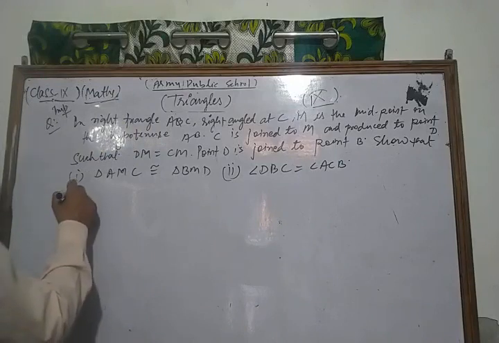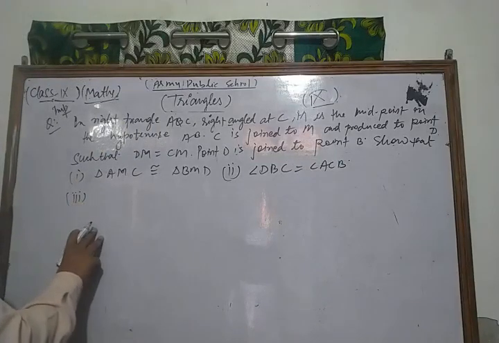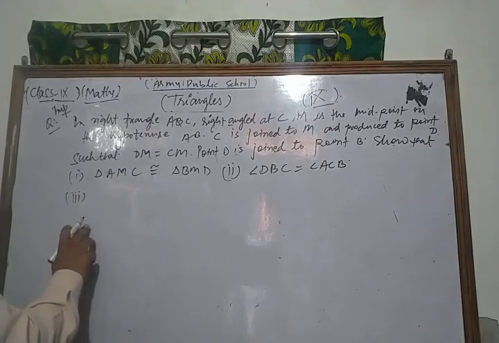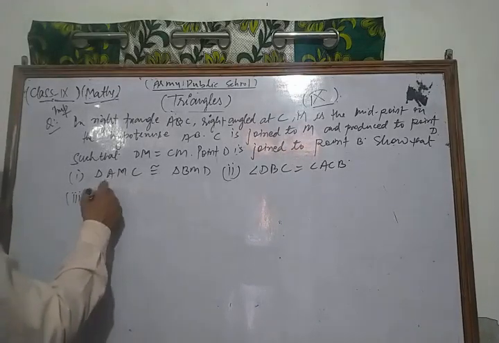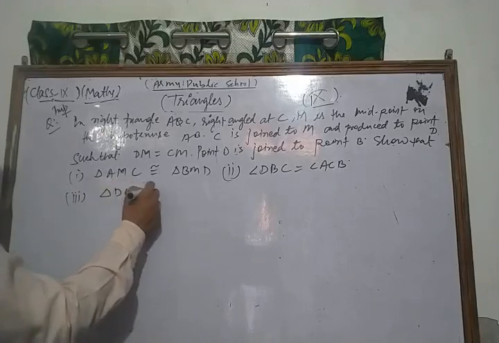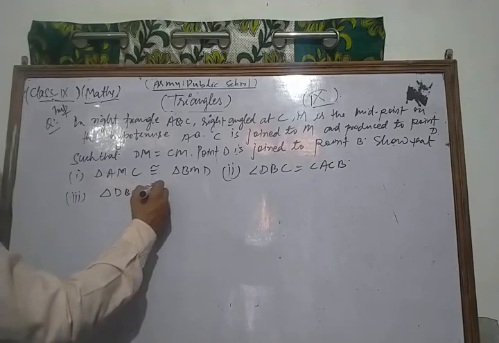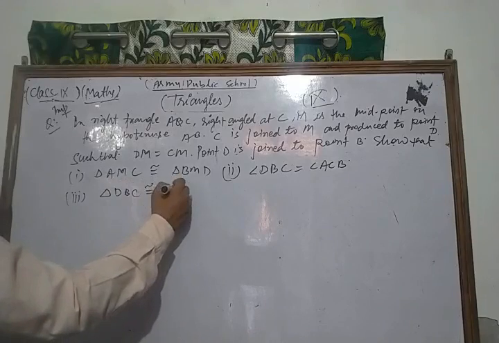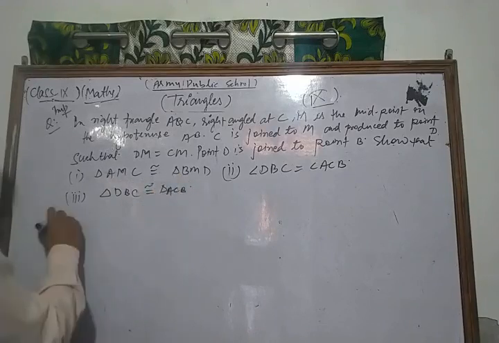Third one is what? Third one: show that triangle DBC is congruent to triangle ACB. Now let's see its solution.